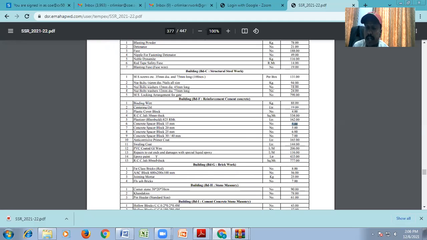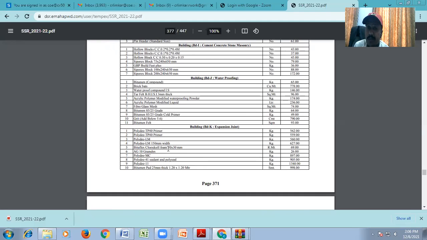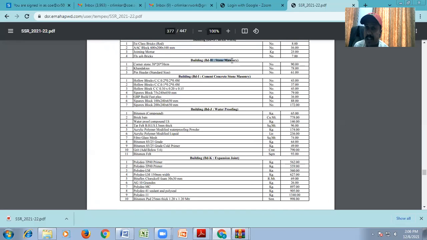So there are so many. If you see how much material we are using, we are having stone masonry material, cement concrete stone masonry material, hollow blocks, the rates are given. We are having waterproofing agents we are using like bitumen, brick bats, the rate is given.